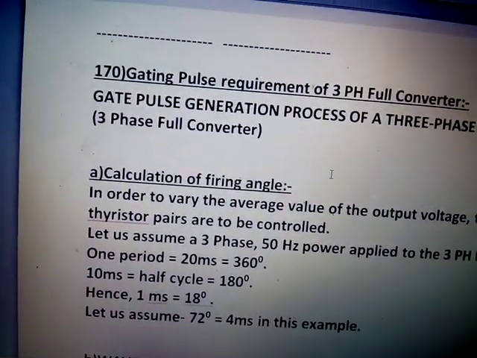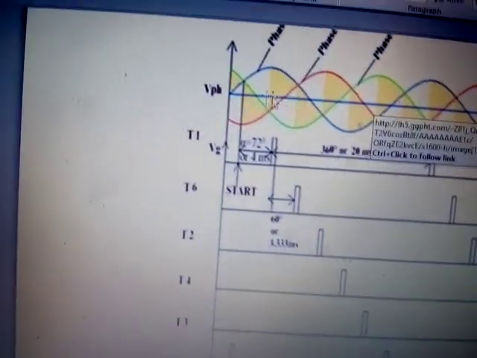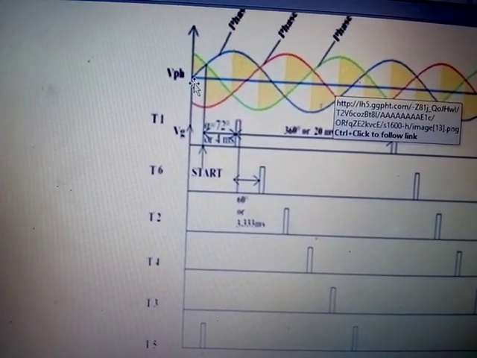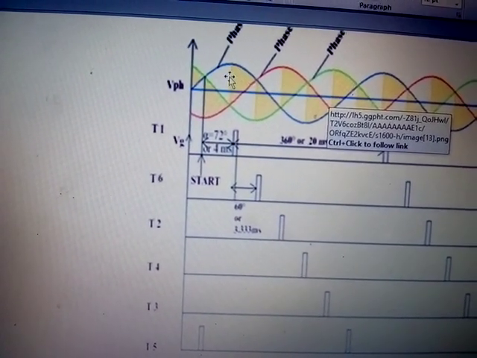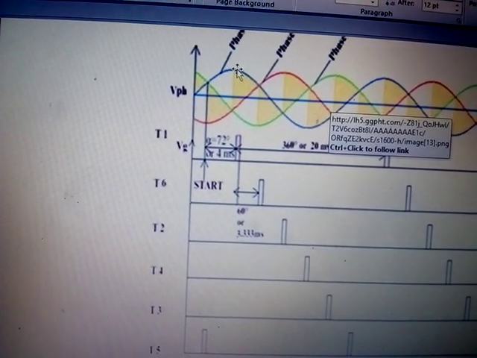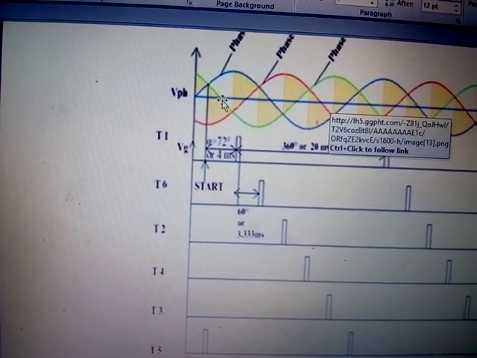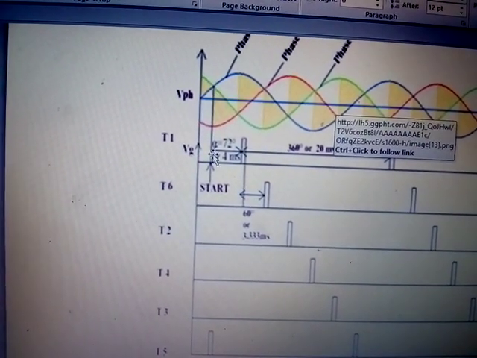Here it is a little bit different, because in the three-phase converter the starting point is not the zero of the wave, it is the intersection of the two phases. Because it is from here the SCR is going to become forward biased. So alpha is calculated from here.